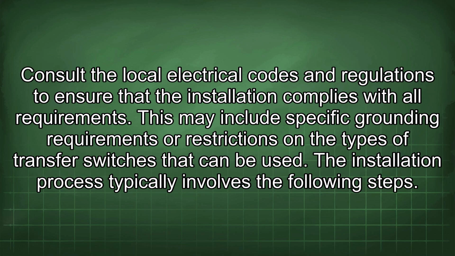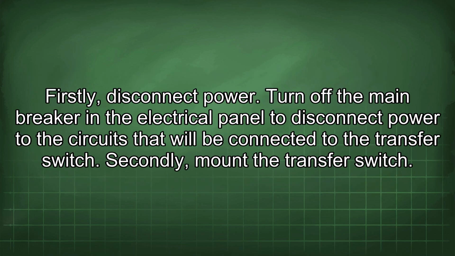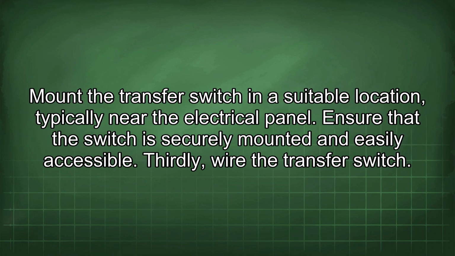The installation process typically involves the following steps. Firstly, disconnect power. Turn off the main breaker in the electrical panel to disconnect power to the circuits that will be connected to the transfer switch. Secondly, mount the transfer switch. Mount the transfer switch in a suitable location, typically near the electrical panel. Ensure that the switch is securely mounted and easily accessible.